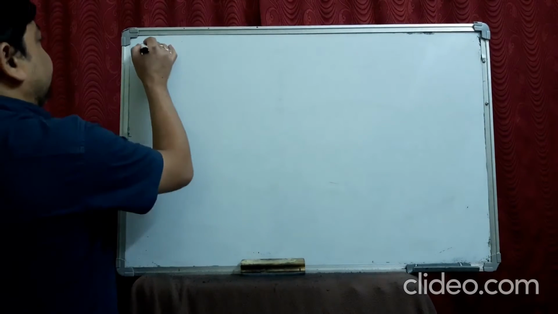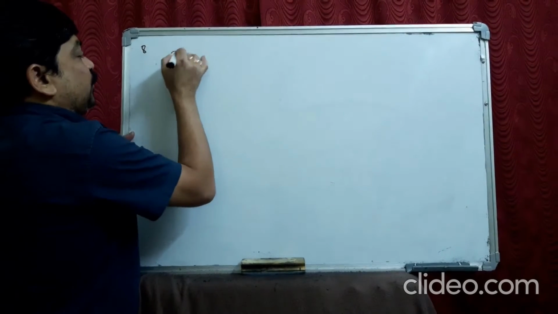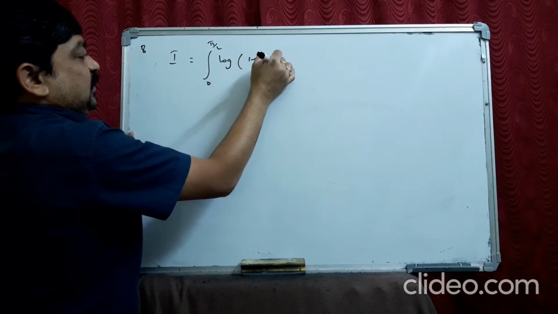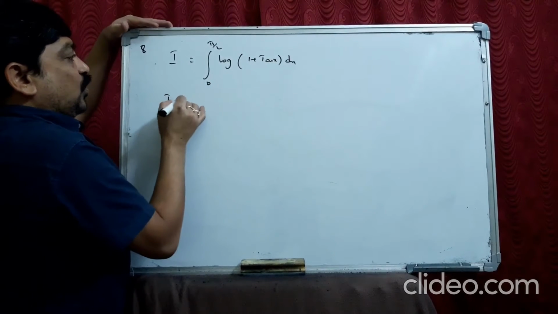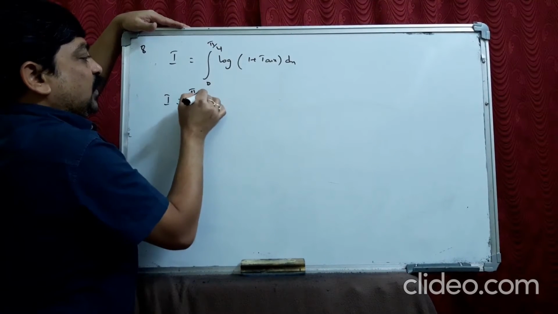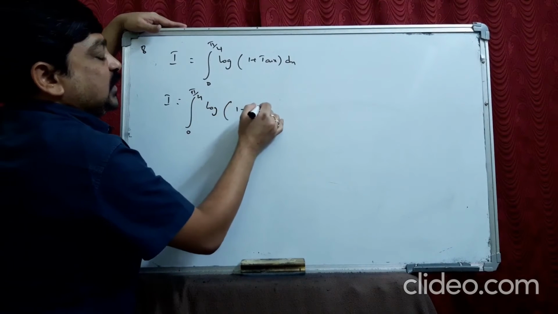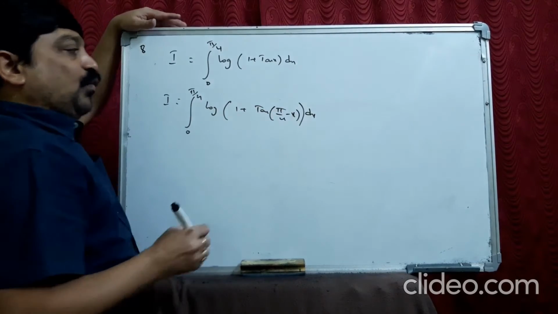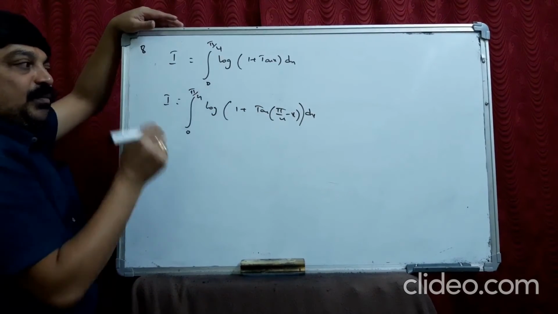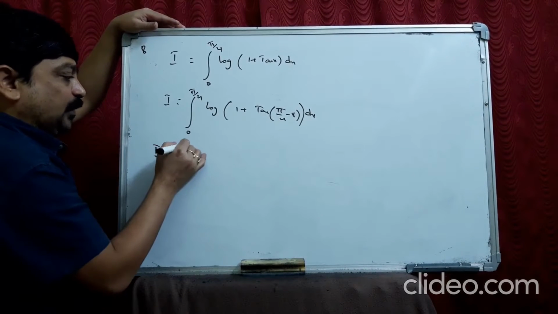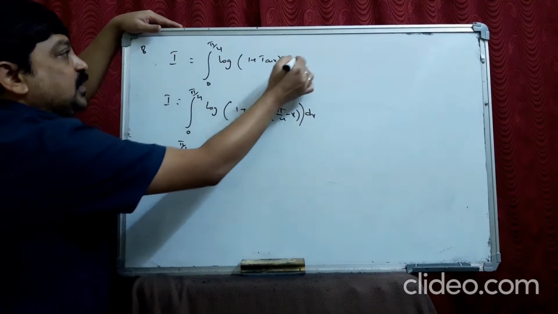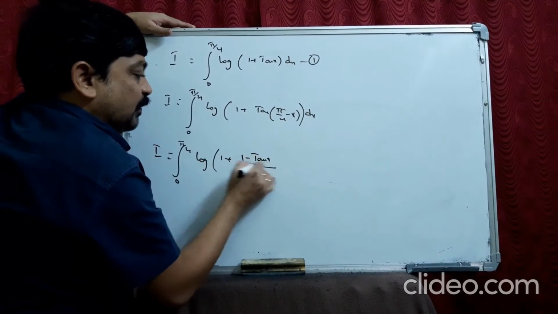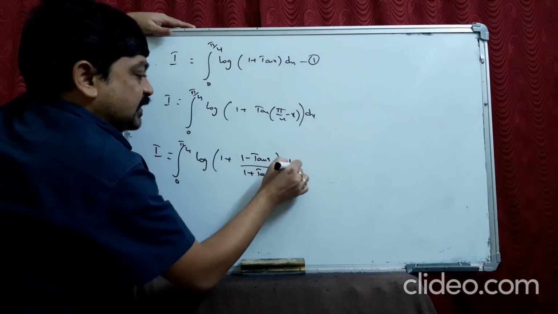See the eighth question. I is equal to integration 0 to pi by 4 of log of 1 plus tan x dx. So let us apply the concept: 0 to pi by 4 log of 1 plus tan of (pi by 4 minus x). What property am I applying? The same, f(a plus b minus x), 0 plus pi by 4 minus x. It becomes 0 to pi by 4 log of 1 plus tan(pi by 4 minus x), which we know is (1 minus tan x) by (1 plus tan x) dx.